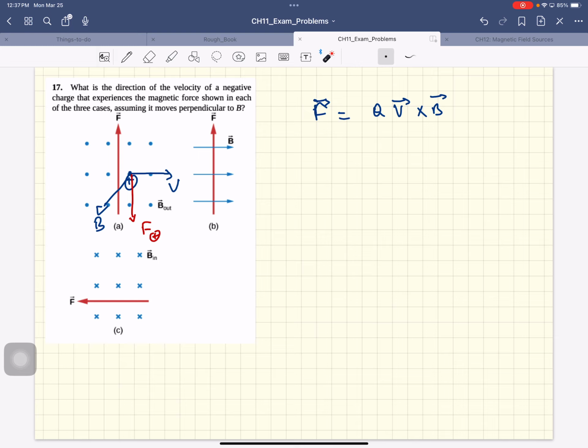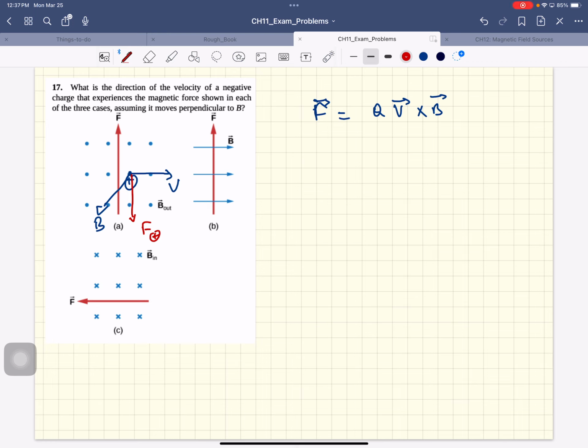Did you guys understand that? Again, if a positive charge moves in this direction and the magnetic field is coming like that, you turn the velocity vector to this direction, the force will be in that direction. So the force on a positive charge is there, so the force on the negative charge will be in that direction.